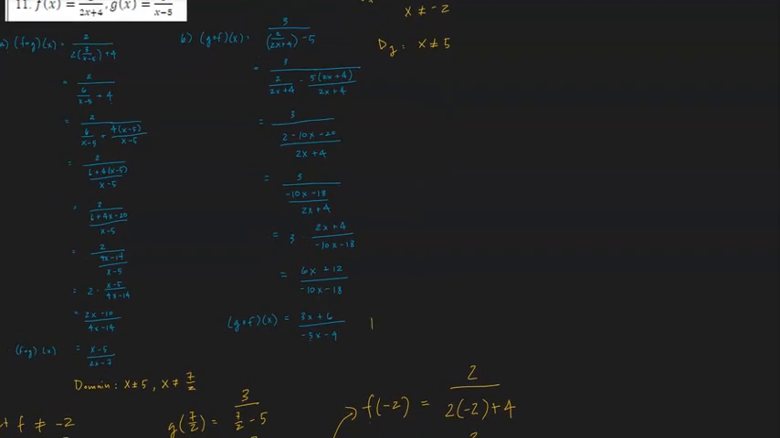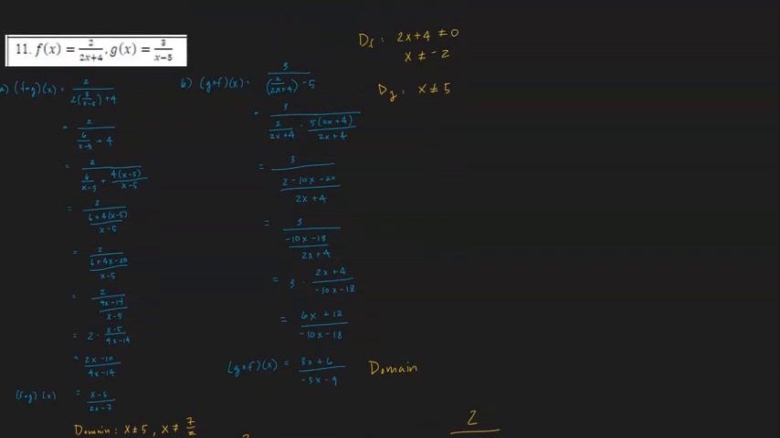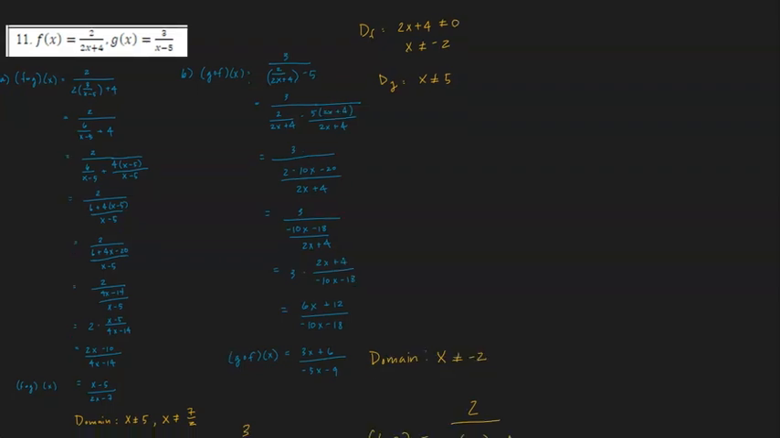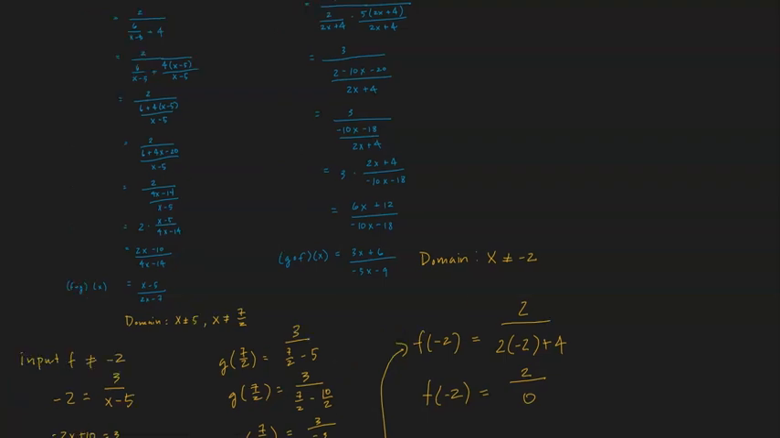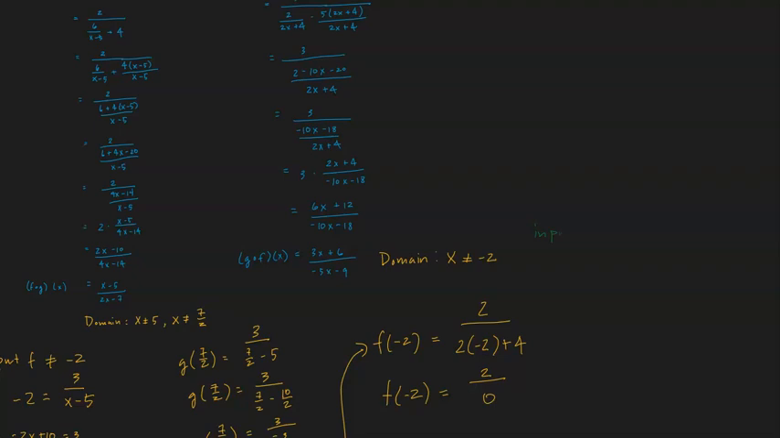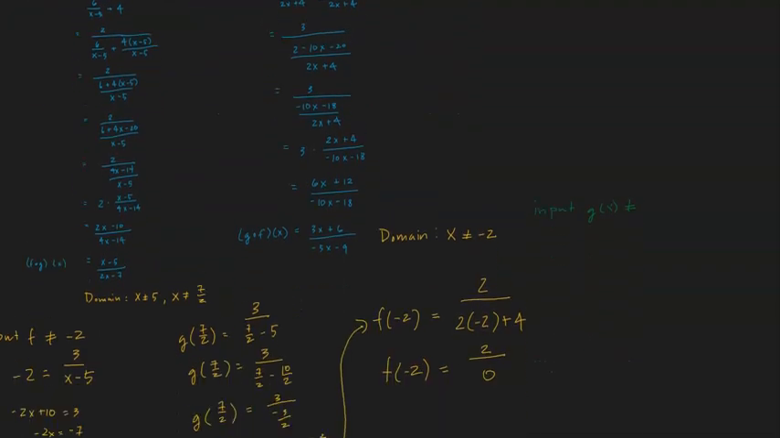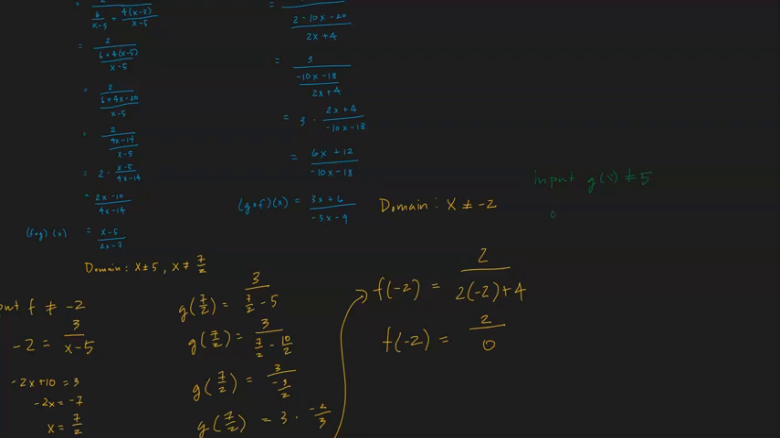B, right off the bat, we know that if I look at the input function was f of x, so that's going to restrict my domain. It cannot be negative 2. Now, let's do this in a different color. The input for g of x cannot be 5, which means the output of f of x cannot be 5.